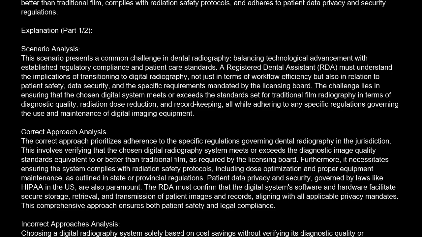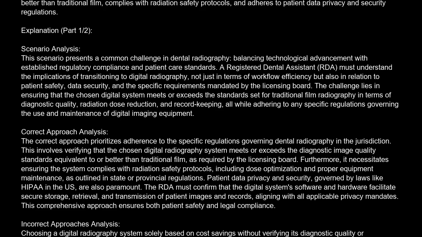The correct answer is D. Verifying that the digital radiography system meets or exceeds the diagnostic image quality standards equivalent to or better than traditional film, complies with radiation safety protocols, and adheres to patient data privacy and security regulations.